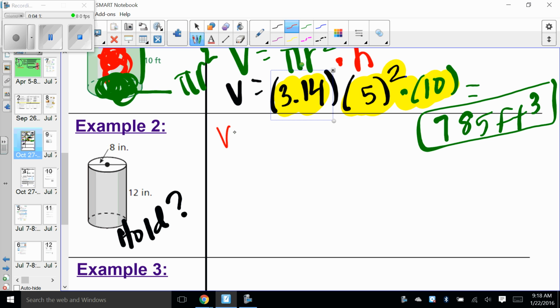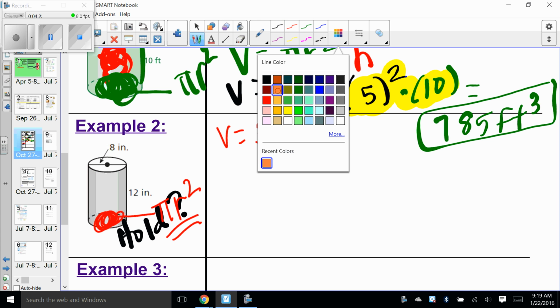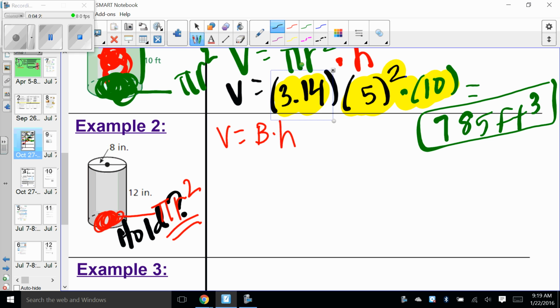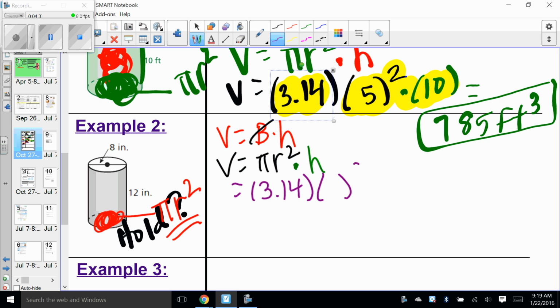So we have the volume is equal to capital B times H. The base is this circle. And to find the area of the base, it's pi r squared. Sounds like area to me. So we're going to replace this base with a pi r squared. There's the area of the base. And then we're going to multiply by the height of the cylinder. Again, how much does it hold? So we end up with 3.14 multiplied by the radius squared. We'll talk about that height in just a second.